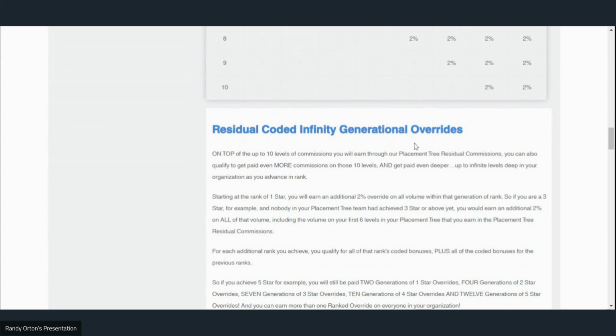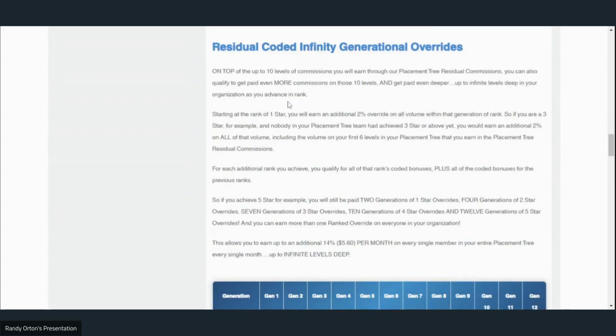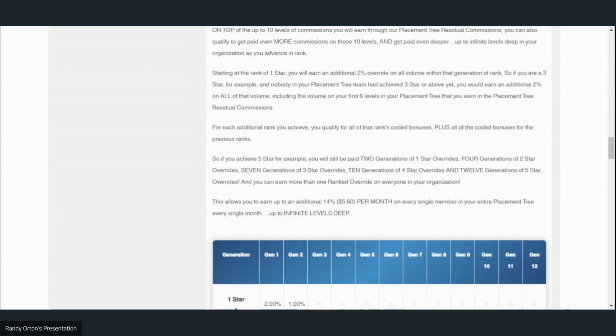Anyway, residual coded infinity generational overrides on top of the 10 levels of commissions you earn through the residual commissions. You can also get paid even more on those 10 levels and even deeper, up to infinite levels deep in your organization as you advance in rank. Starting at the rank of 1 star, you'll earn 2% override on all volume within that generation of rank. So if you are a 3-star, for example, and nobody in your placement tree has achieved 3-star or above yet, you would earn an additional 2% on all of that volume, including the volume on your first 6 levels on your placement tree that you earn in the placement tree residual commissions.